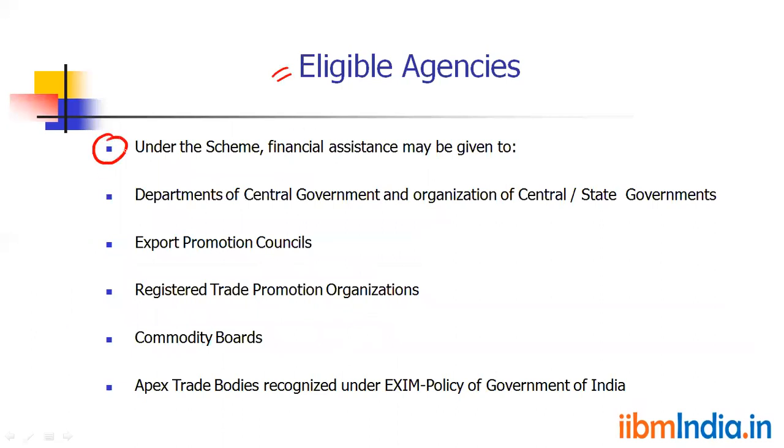Second is the eligible agencies. Who are the eligible agencies we have? Under the scheme, financial assistance may be given to the departments of Central Government and organizations of the central and state government. All the Export Promotion Councils, depending on whether it's gems and jewelry or textile or automobile or software technology park. So depending on the product, we have a different Export Promotion Council. Under this scheme, financial assistance may be given to the different eligible authorities also.